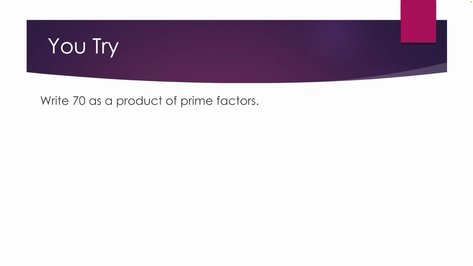Okay, and you try this one, write 70 as a product of its prime factors. Pause the video and start it again when you're ready. Okay, so 70, I broke that down into 7 and 10. Now the 7 is a prime number, so I can't do any more with that, but 10 can be broken down into 2 and 5, and now I've got all prime numbers, so 70 equals 2 times 5 times 7.